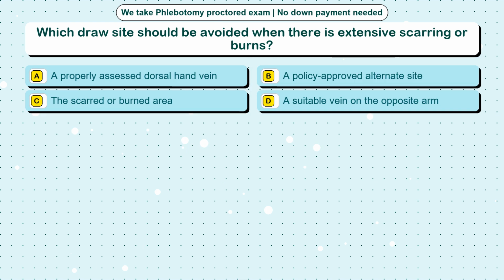Question 96. Which draw site should be avoided when there is extensive scarring or burns? Option A. A properly assessed dorsal hand vein. Option B. A policy-approved alternate site. Option C. The scarred or burned area. Option D. A suitable vein on the opposite arm.